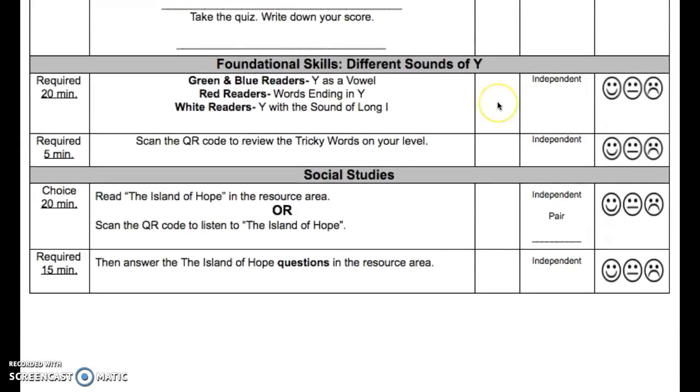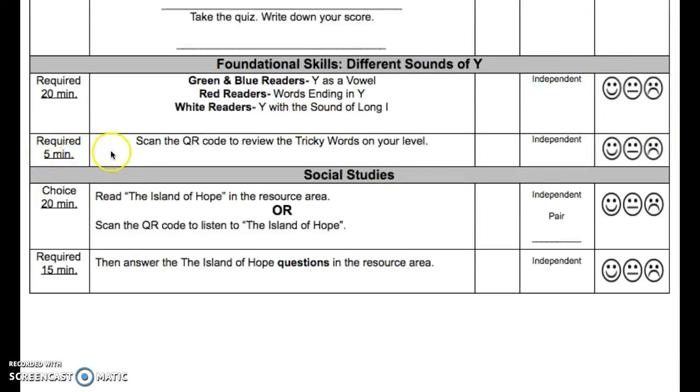For foundational skills this week, we're doing different sounds of Y. Required for 20 minutes. Green and blue readers are both doing Y as a vowel worksheet. Red readers are doing the words ending in Y worksheet. And the white readers are doing the Y with the sound of long I worksheet. This is independent. Reflect when you're done.